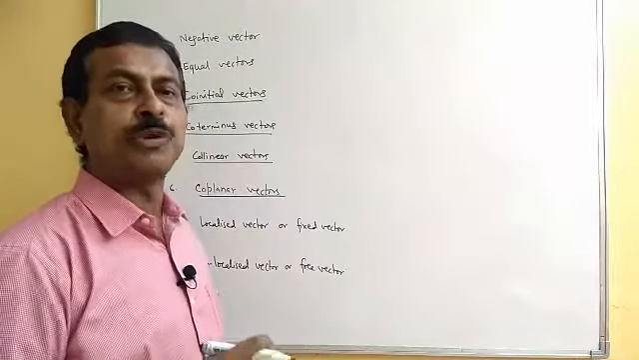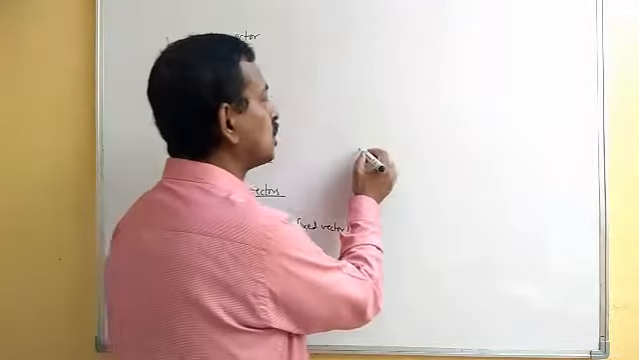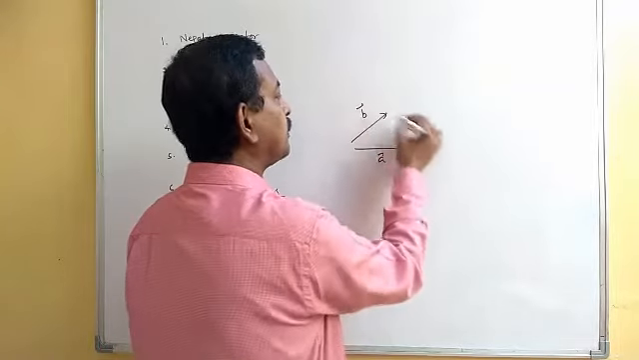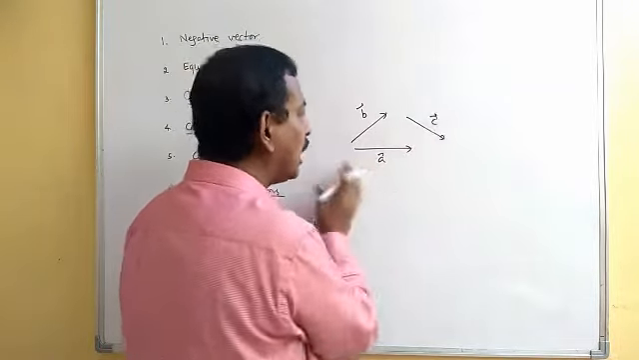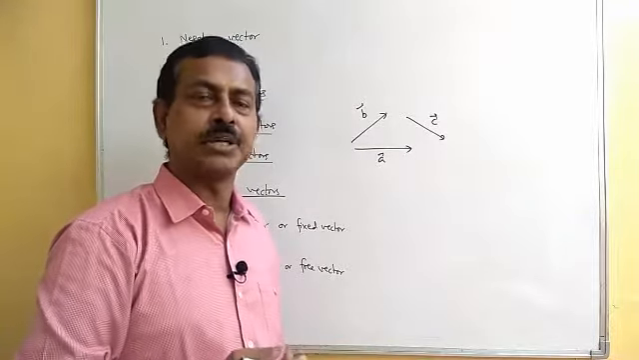Coplanar vectors. Vectors lying in the same plane, they are called as the coplanar vectors. So suppose you have vector A here, this is another vector B, this is C, all are lying on the plane of this board. So they all are coplanar vectors.